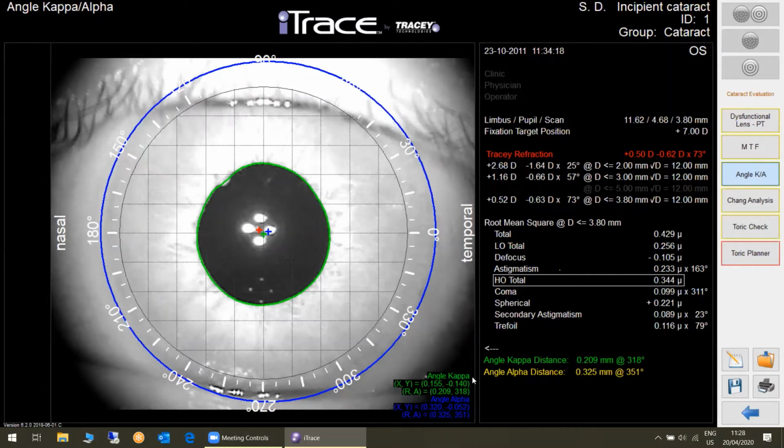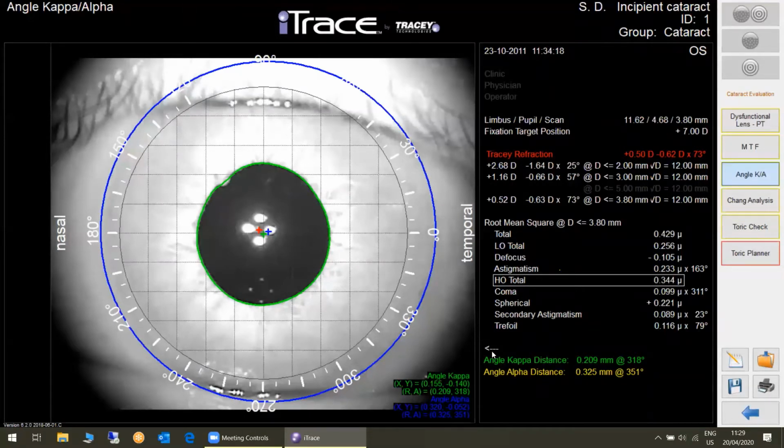But angle kappa, it can change. With constricting and dilating, it changes. That's why angle kappa is a variable. And that's why I use it not so much.